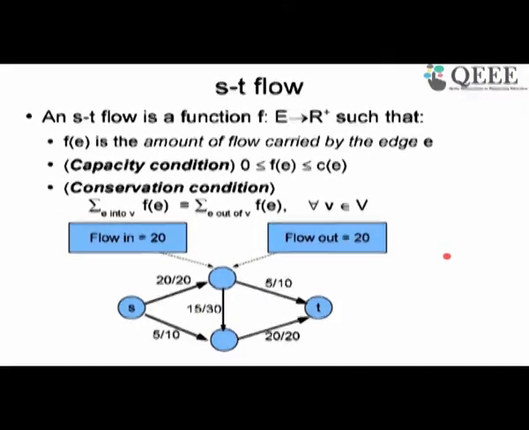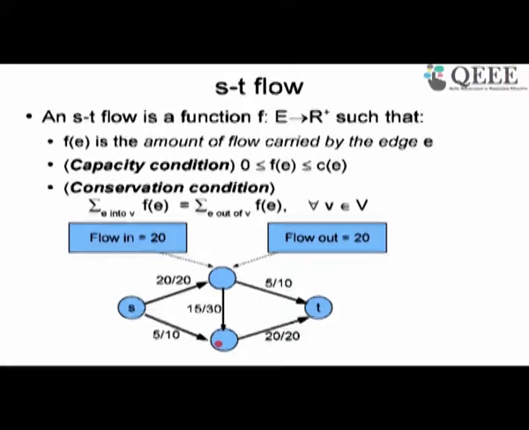I can also check very easily that the conservation condition is satisfied. Take this node for example, the total flow coming into this node is 20, flow going out is 15 on this edge, 5 on this edge, so there is 20. So 20 is coming in, 20 is going out, therefore conservation is satisfied for this node. Check for this node, 5 is coming in, 15 is coming in, 20 is going out, 20 is coming in, 20 is going out, therefore conservation condition is satisfied for this node.